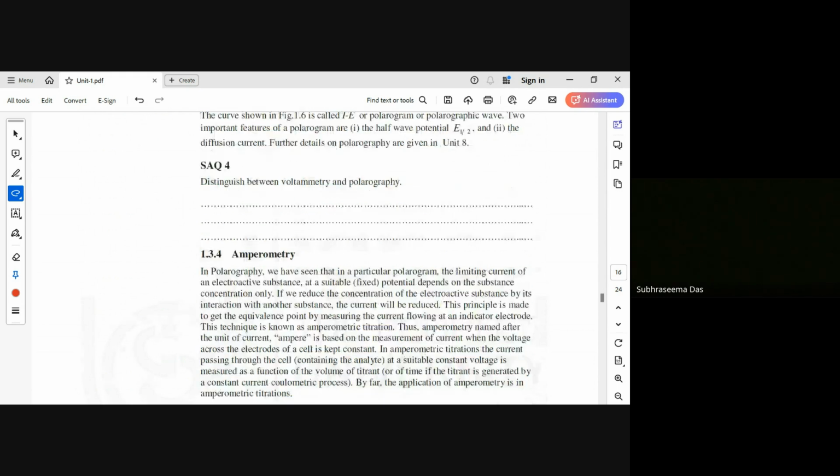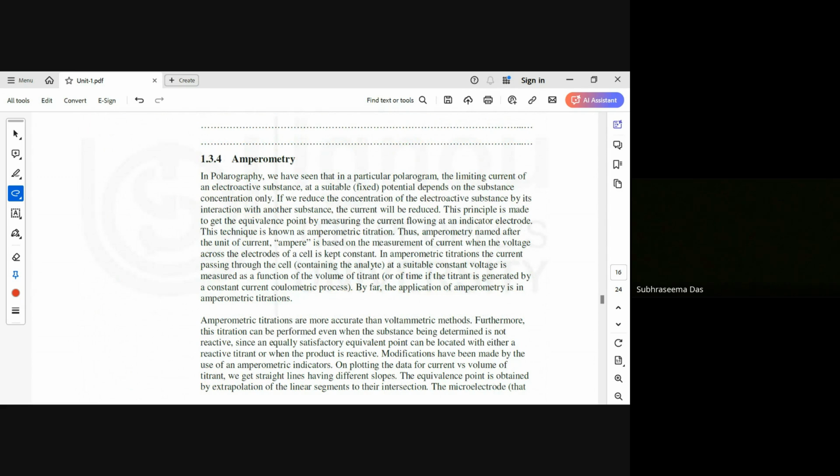Okay, then after polarography we have an important unit, that is amperometry. In amperometry, the principle is used to get the equivalent point. Here the equivalent point is measured by the current flowing through an indicator electrode. This technique is known as amperometric titration, similar to potentiometric titration. As the name ampero indicates, it uses current. So amperometric titration indicates the use of current at a constant suitable voltage. The voltage must be suitable, and it will pass through the solution.